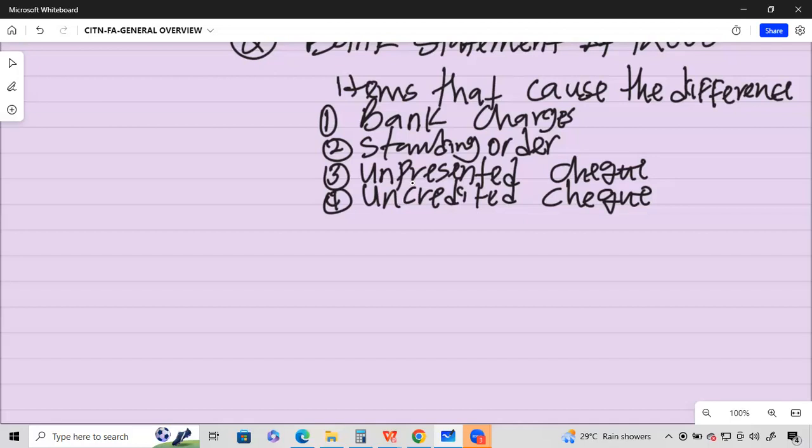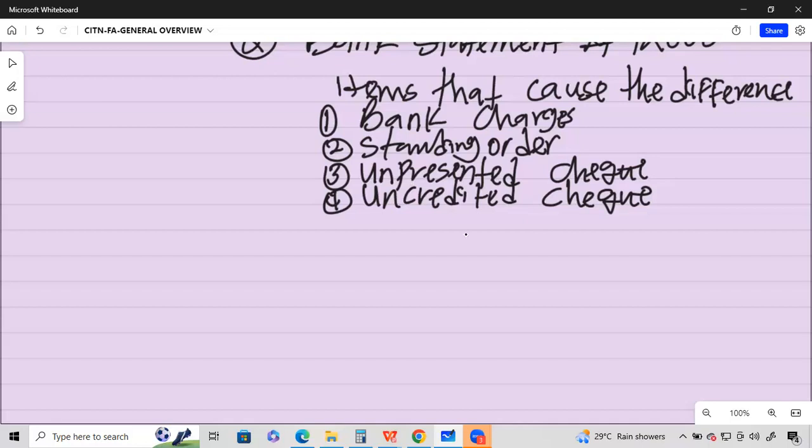Because if you look at the bank statement, there's usually two dates: what we call the transaction date, and also what we call the value date. You can just look at the bank statement that they usually send to you at the end of the month, and you are going to see two dates. The value date is the date that it actually hit your account, but the transaction date is the day that this particular transaction occurred. So they are different.